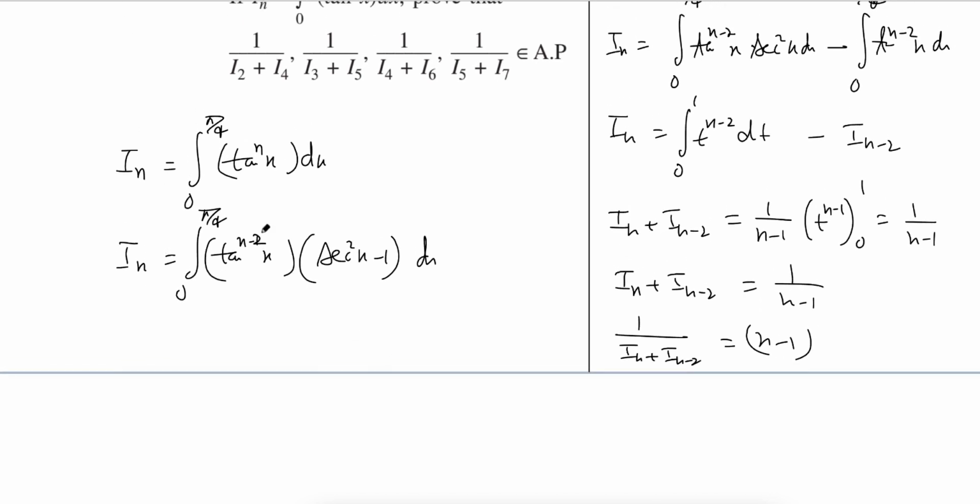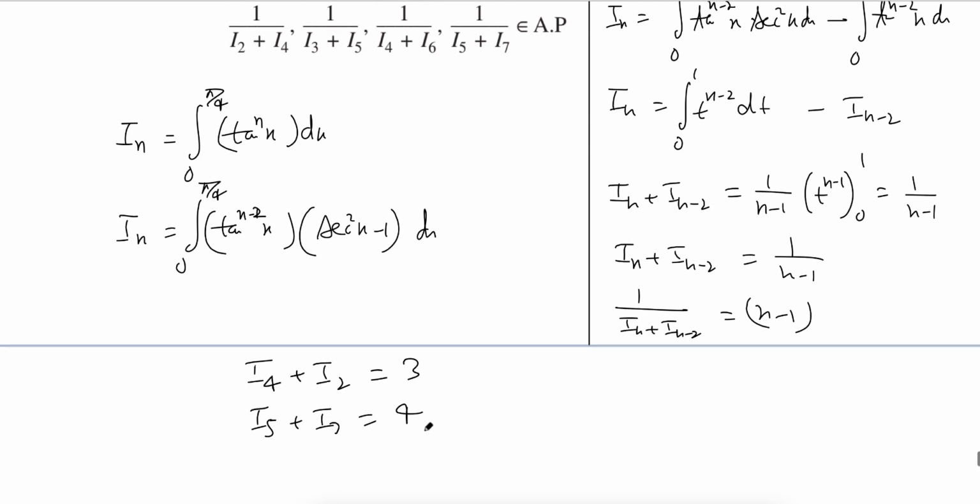Yes or no? So I_2 plus I_4, n equal to 4 I will put. So 1 by (I_4 plus I_2) is 3. N equal to 5 I will put, so I get 1 by (I_5 plus I_3) is equal to 4. I'm sorry, actually the question is over. I hope you understood.